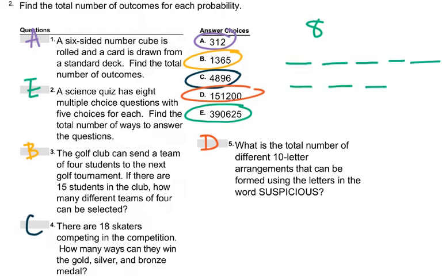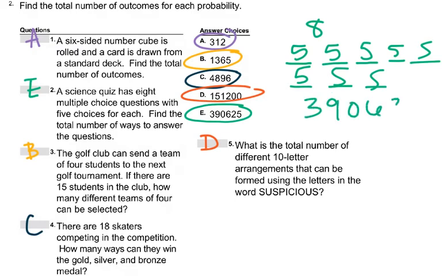Okay, so I wrote out the 8 different problems. For problem 1, you can respond 5 different ways. Problem 2, 5, 5, 5, 5, 5, 5, 5. If you do 5 times 5 times 5 and you do it 8 times, you get this big number. Okay, so that's how you get that one.